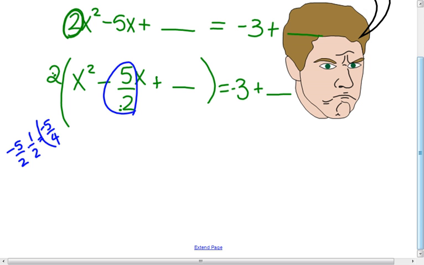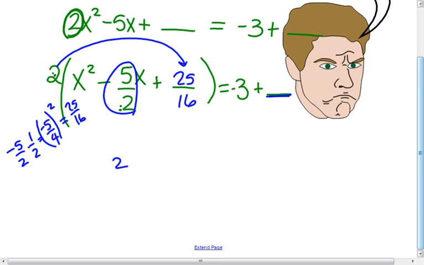Now you're going to take that number and you're going to square it. And when I square negative 5 fourths, negative 5 squared is 25 and 4 squared is 16. Okay? That's the number that's going to go right here. So that's fabulous. Okay, but now be careful because over here is not going to be 25/16. Over here is going to be 2 times 25/16. And 2 over 1 times 25/16 will be 50/16.